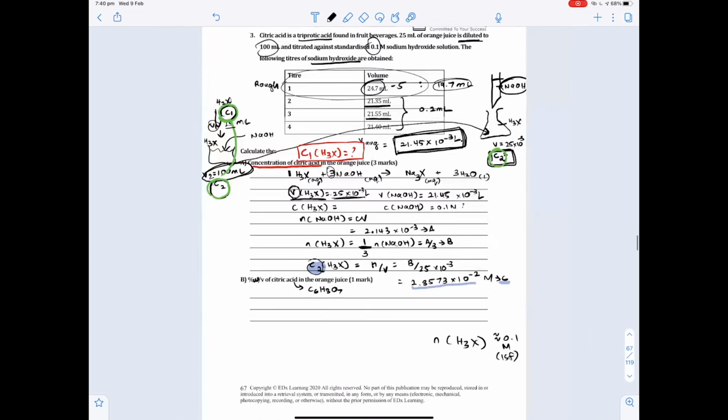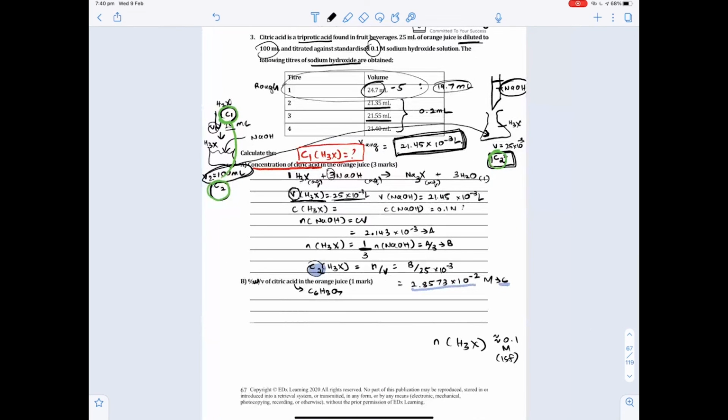If you want, I can scroll out so you can see the entire question. Sorry, here it should have been a C of H3X. C. You're finding concentration, not number of moles.